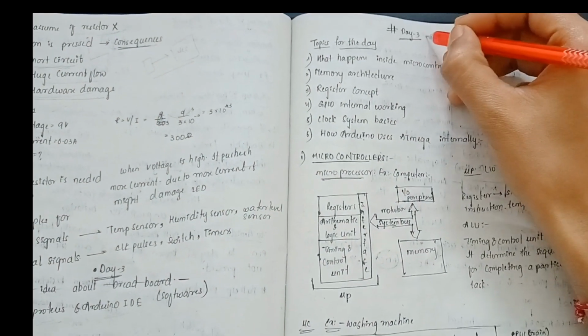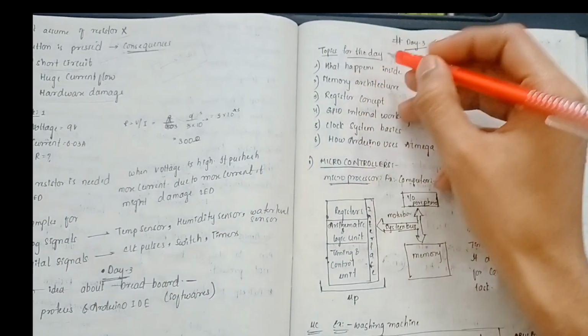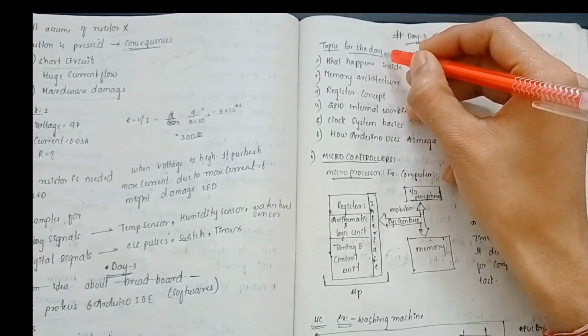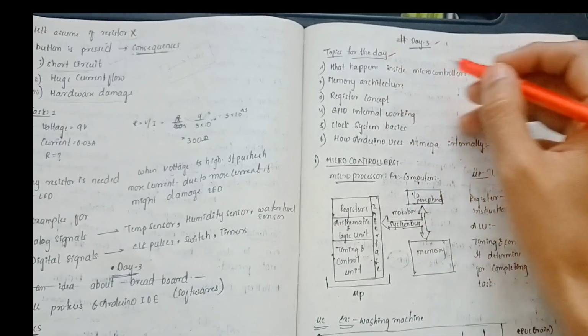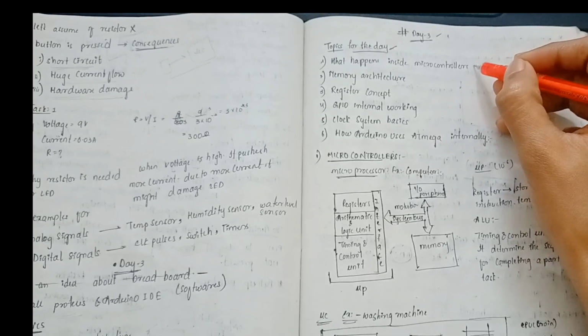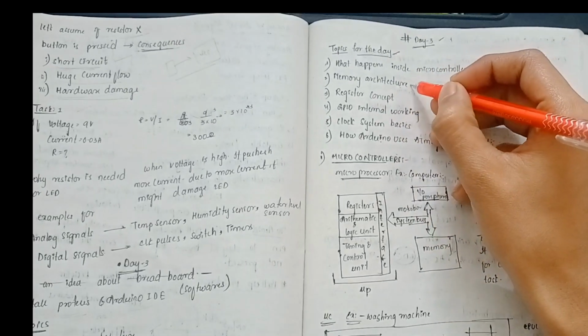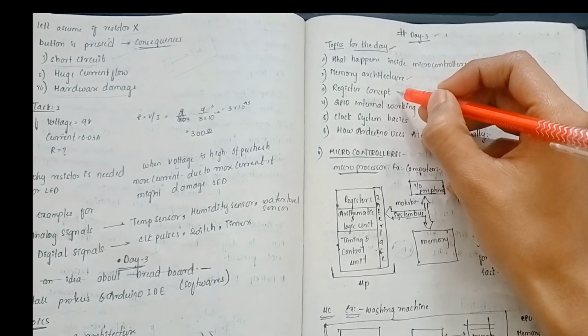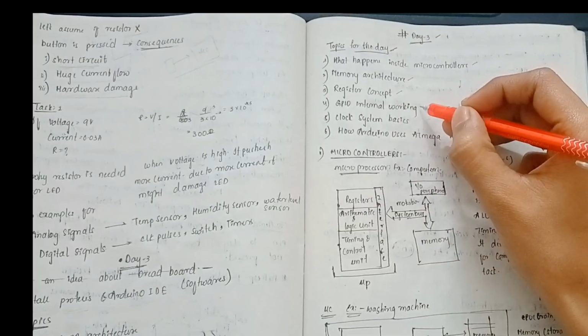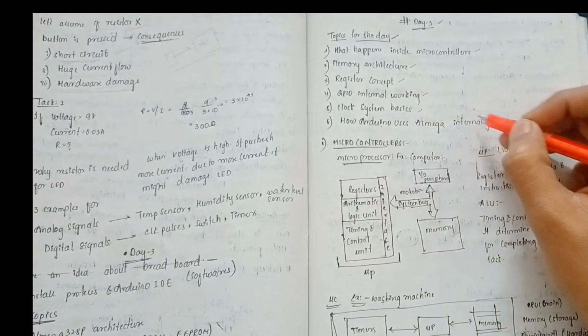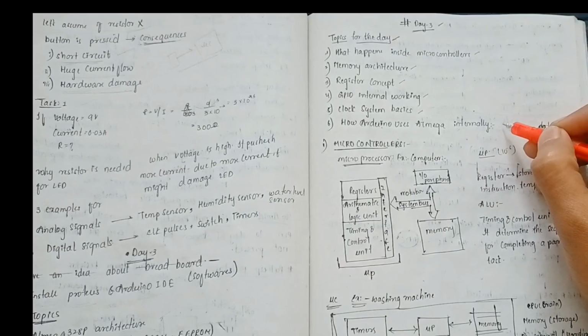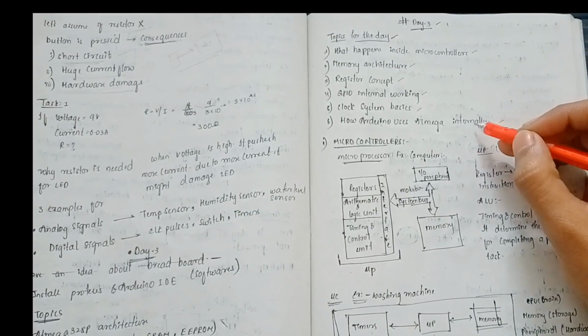So we are in day 3 and these are the topics we are going to cover for today. What happens inside microcontrollers, memory architecture of microcontroller, register concepts, GPIO internal working, clock system basics, and how Arduino uses ATmega internally. How does it work?